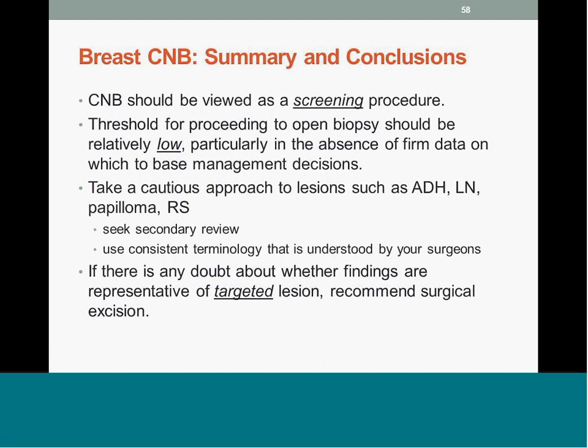And for some of these more difficult lesions, get second review, and use consistent terminology in your group so that your surgeons don't have to deal with one pathologist versus another and wonder what it is that you're trying to say. Make sure that whatever you say, your surgeons understand. I think that is the more important piece in all of this. And if there's any doubt about what the targeted lesion is, then it should come out.